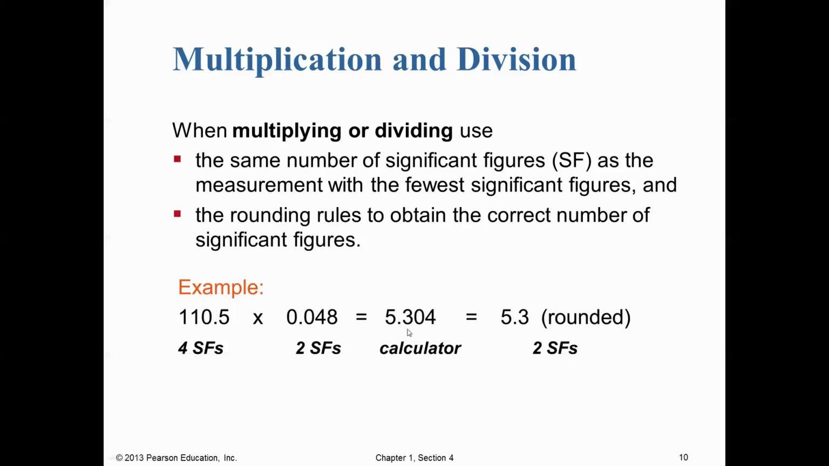Your calculator is going to spit out an answer of 5.304 or something similar to that, but we have to round it to just 2 sig figs. The first digit we're dropping is 4 or lower. It's a 0 in this case, and so it just rounds to 5.3.